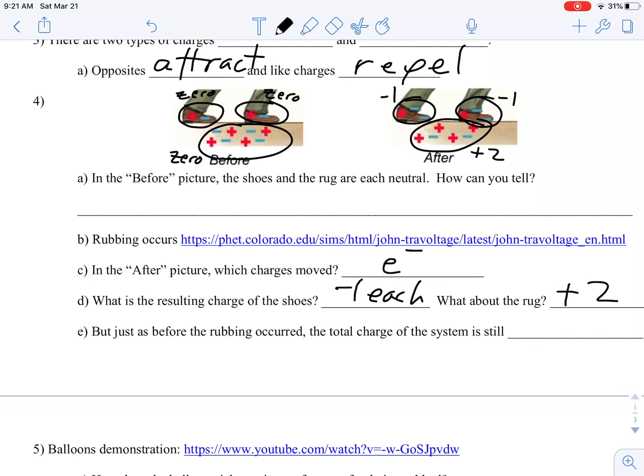But just as before the rubbing occurred, the total charge in the system is still, like we said, 0, or neutral, whatever you want to say. Now we'll quantify the charge a little bit more later. But for now, just think of it as positive charge, like +1, negative charge, -1.